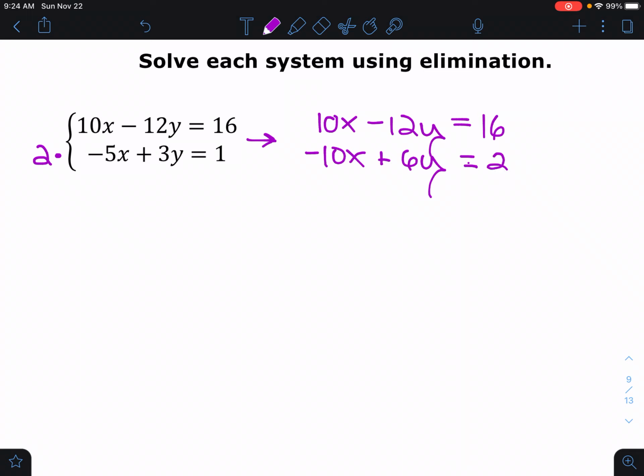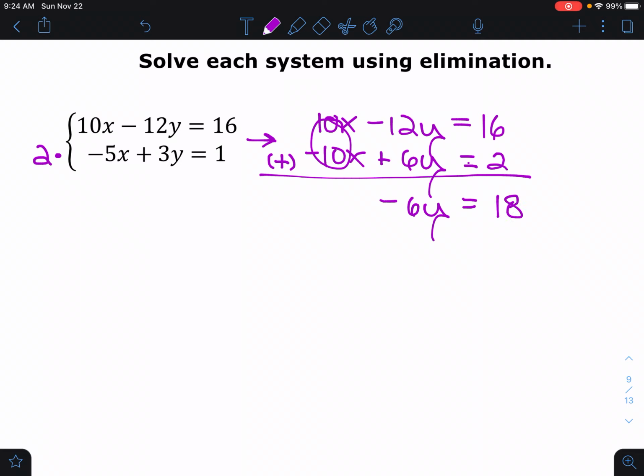Okay, now we're going to take these and we're going to add them together. So I put a plus sign and I put it in parentheses so it's not confused with any other signs that are in this problem. Okay, so now we're adding vertically here. 10x and negative 10x are opposites now, and they eliminate. That's the goal. That turns to be 0. This is why we call it elimination. Now negative 12y plus 6y is negative 6y. Again, be very careful with your signs here. And then you've got 16 plus 2, so 18.